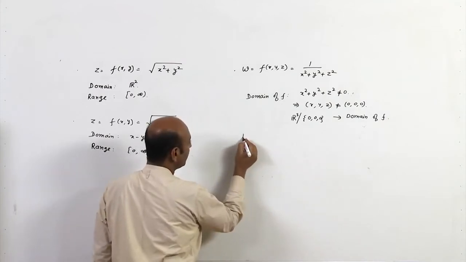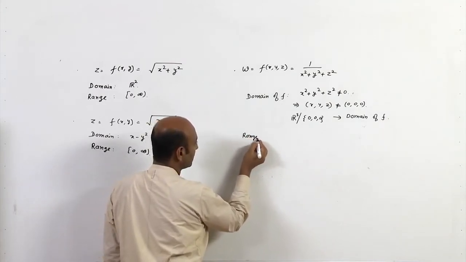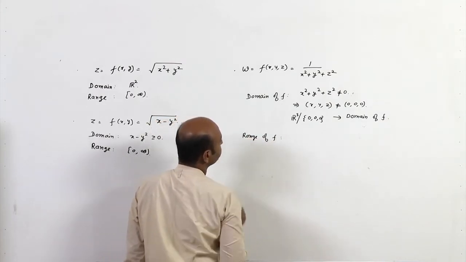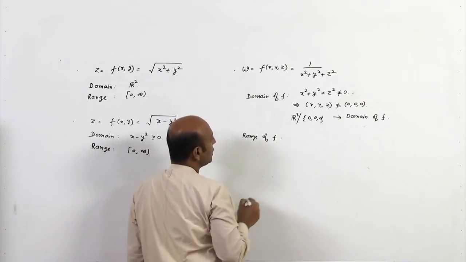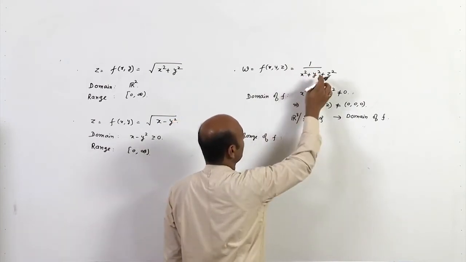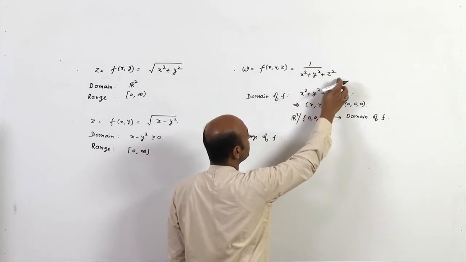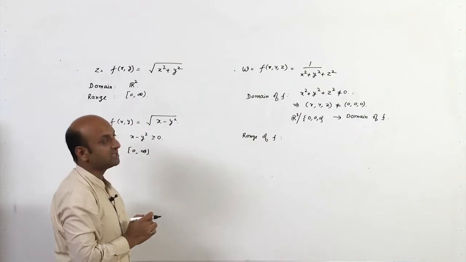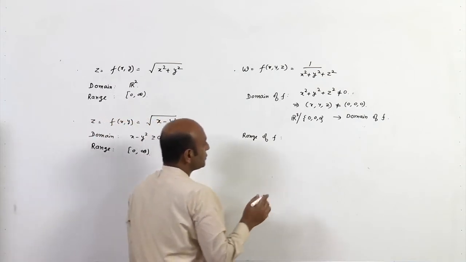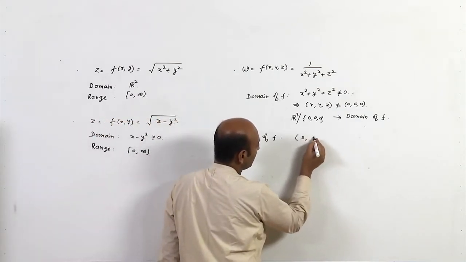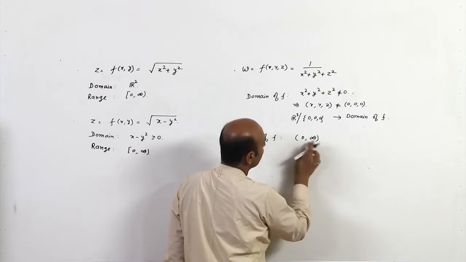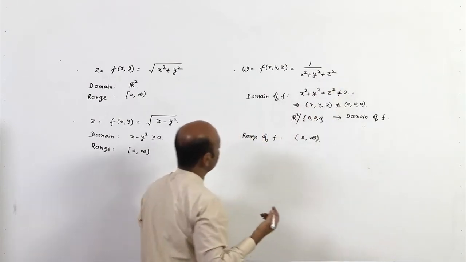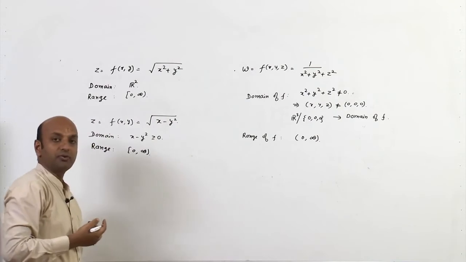And what will be the range of f? Now, this quantity will never be 0, because it will be 0 only when the denominator tends to infinity. So, this is never 0, so the range will be the open interval 0 to infinity, and it is always positive because the denominator is always positive. So, it is from 0 to infinity.